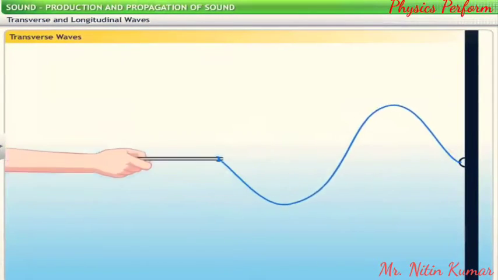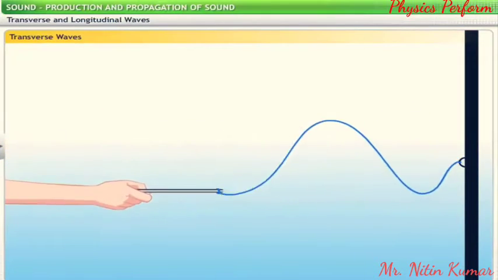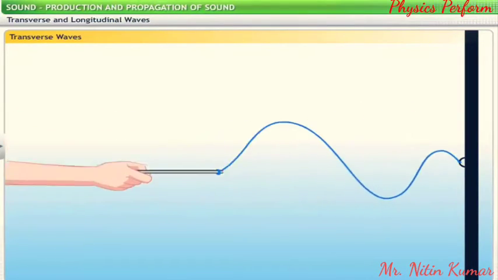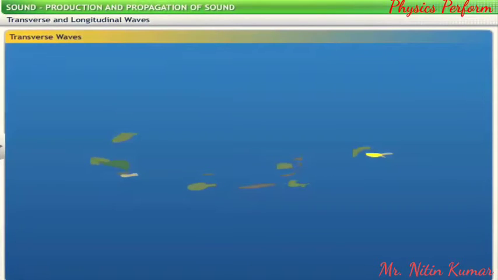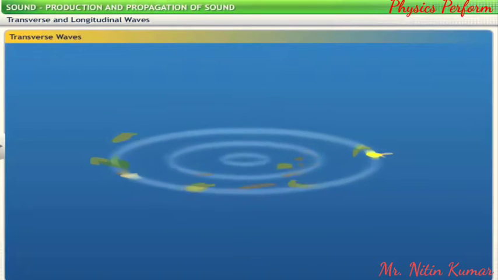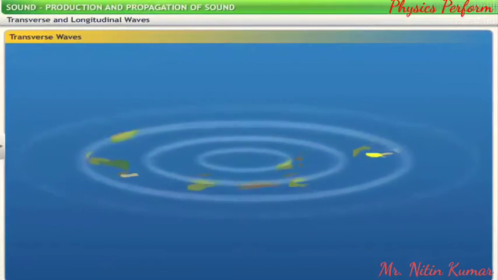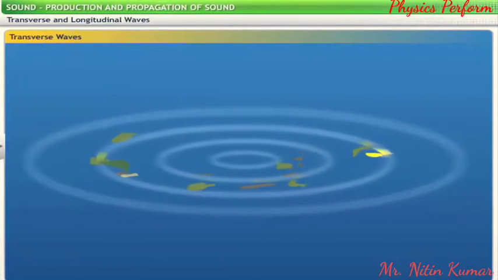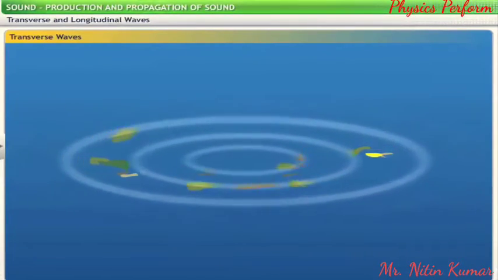When we fix one end of a string and vibrate the other end in a direction perpendicular to the length of the string, the wave pattern that is seen is that of a transverse wave. When a pebble is thrown onto the surface of still water, it creates small ripples. These ripples propagate through the expanse of the water as transverse waves.